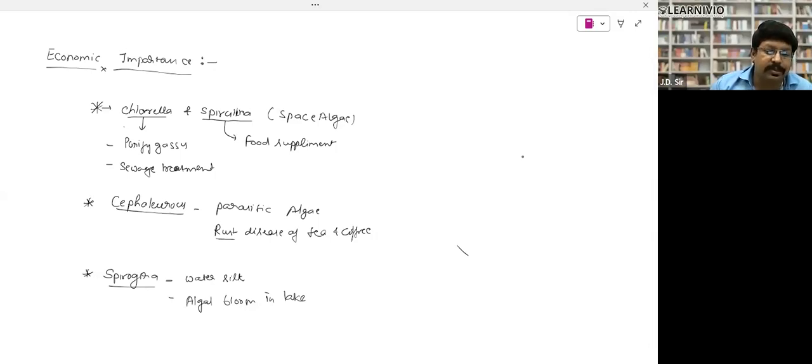Spirogyra is called water silk. It is responsible for algal bloom, meaning it blocks the lake from the top, and because of that, animals underwater die because they do not get oxygen. So this was all about the green algae. Go through it and tell me if you have any doubt.